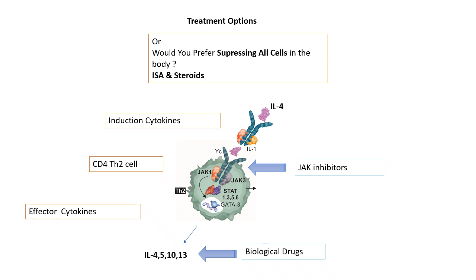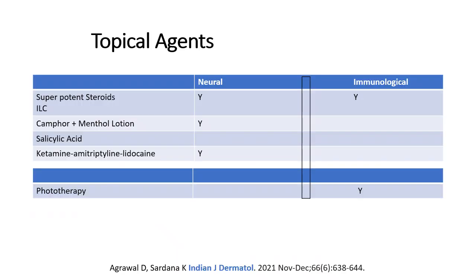And so I'm going to now show you the different therapeutic drugs based on the core immunology of this disease. So the topical drugs are listed here, and usually the drugs are classified into two forms: the neural inhibiting drugs and the immunological inhibiting drugs. So steroids work probably in both. Topical camphor menthol is a very good option, available in India, in various preparations.